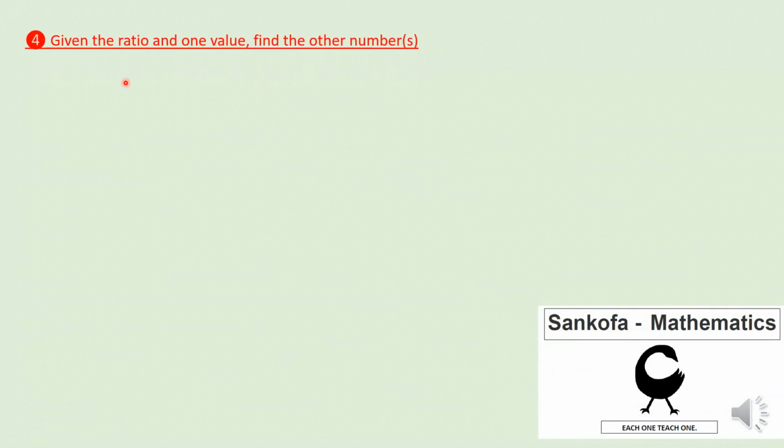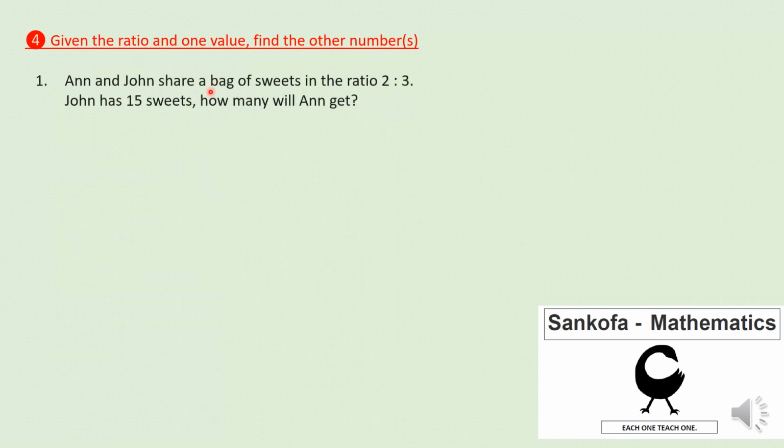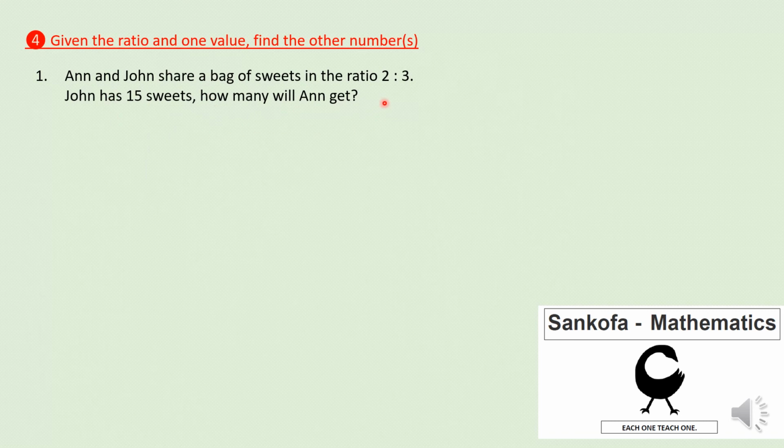Right, the last thing that one has to look at, this is quick revision, is given the ratio and one value. So we have a ratio 2 is to 3. This is N and John. So N gets 2 parts out of the 5, and John gets 3 parts out of the 5. I'm adding the 2 plus 3 there.